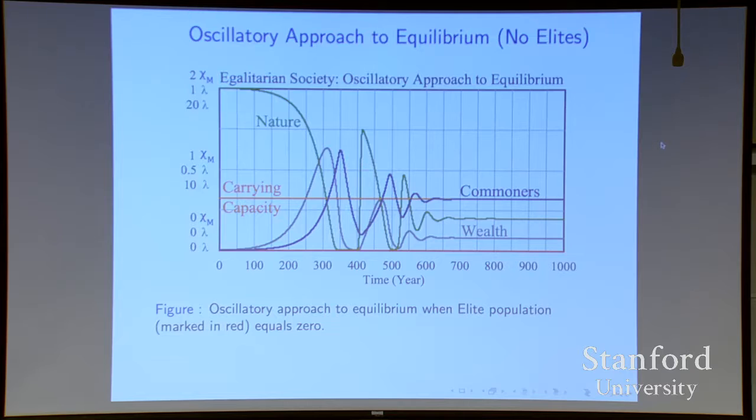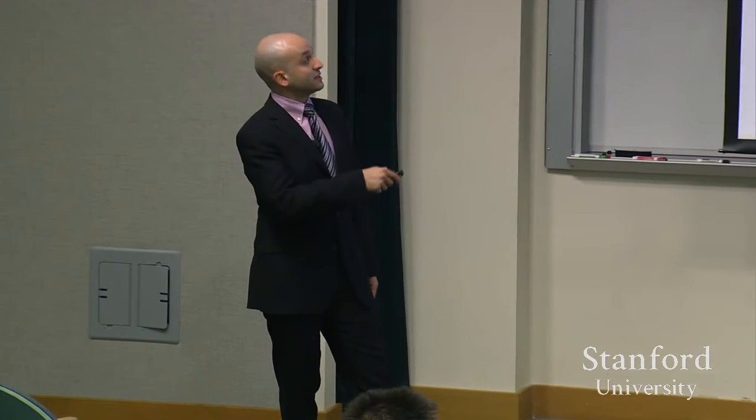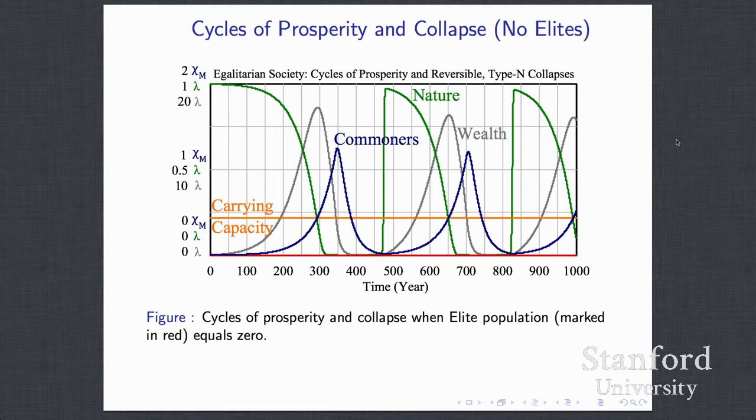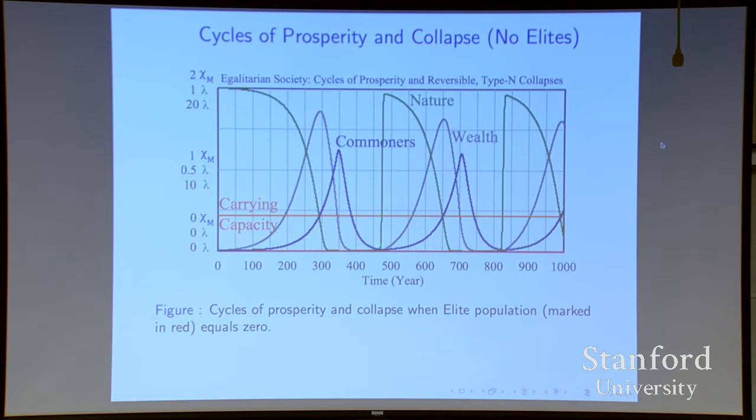So population crosses carrying capacity, but the overshoot is not too large. So it's still a reasonable overshoot. It just oscillates, comes back down, and eventually converges to the level of carrying capacity. So everything goes into equilibrium, even though it's not the optimal equilibrium. Then if we increase delta beyond that even further, what happens is that the system goes into these cycles of prosperity and collapse. So we'll see these cycles that take about 400 or 500 years, and then there's another cycle starting, and it can push the system into those cycles.